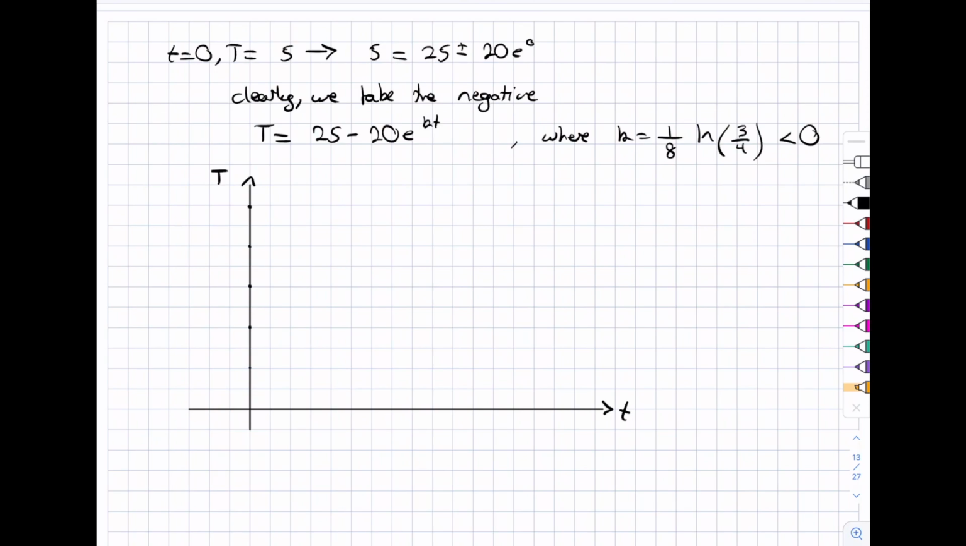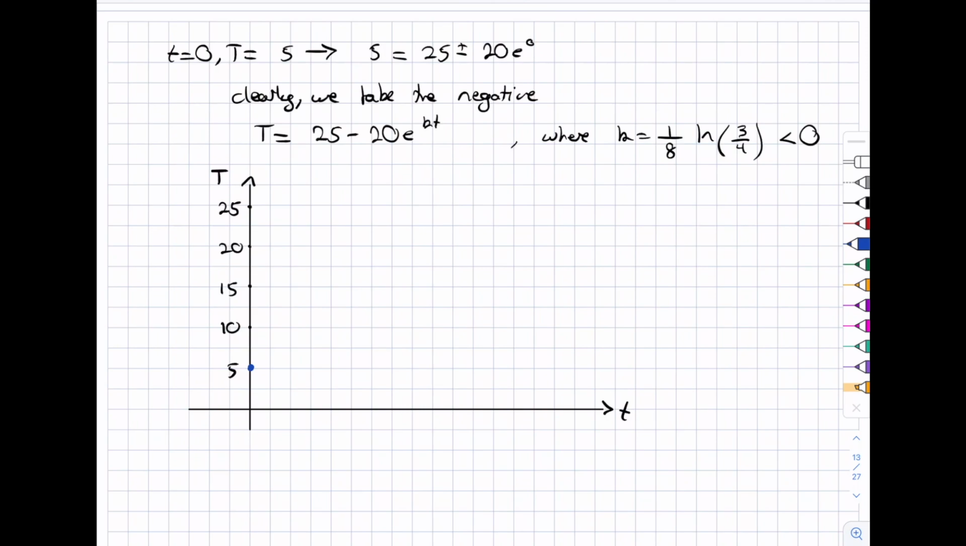Okay, so I've drawn up an axis here, and I've marked off 5, 10, 15, 20, 25. The reason I'm doing this is because I know that I start at 5, because when t is 0, capital T is 5. That was the initial condition.